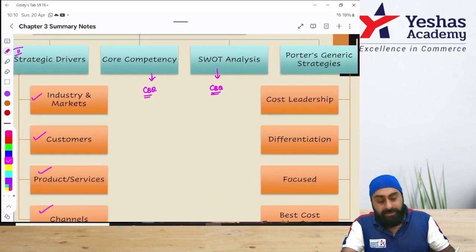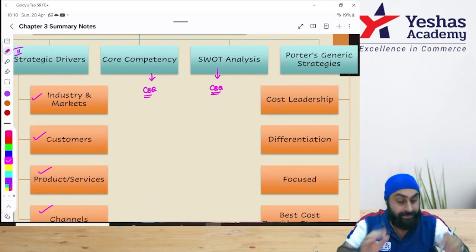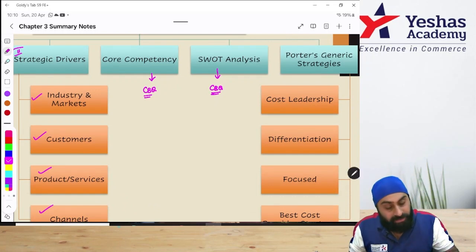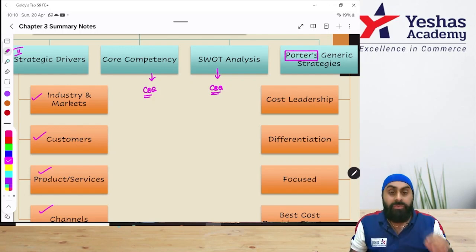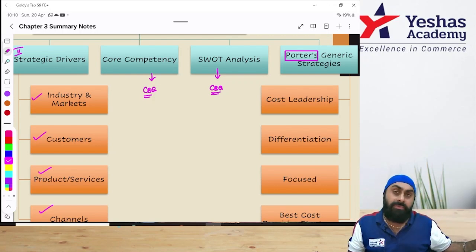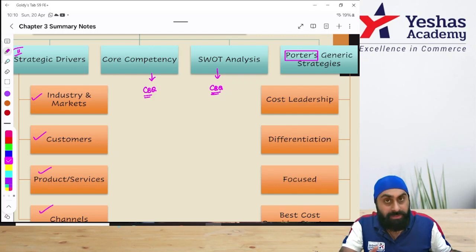Porter's generic strategy, hands folded, request. Wherever you see Porter in your syllabus, you cannot ignore this man. If you ignore this man, you're ignoring the SM subject, which is going to be a roadblock in your success story of CA Inter. Porter cannot be ignored. Please, Porter cannot be ignored.